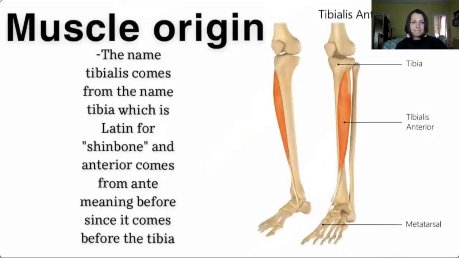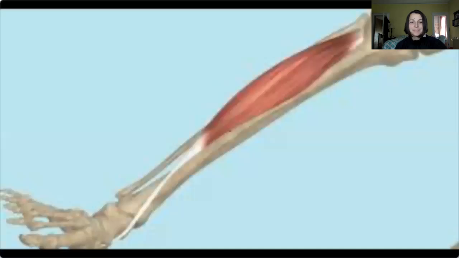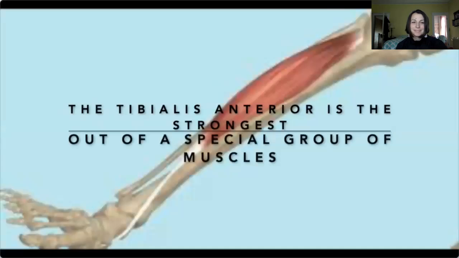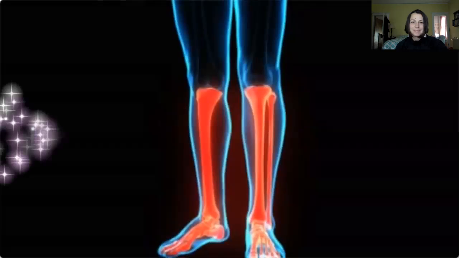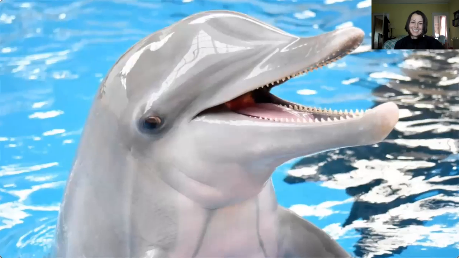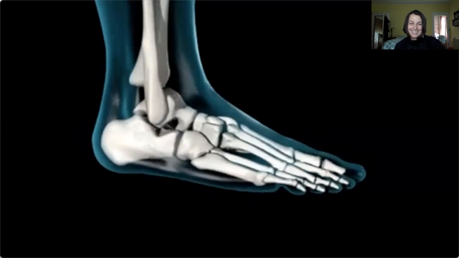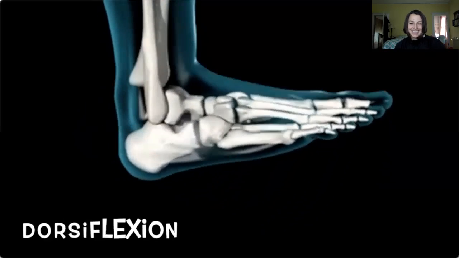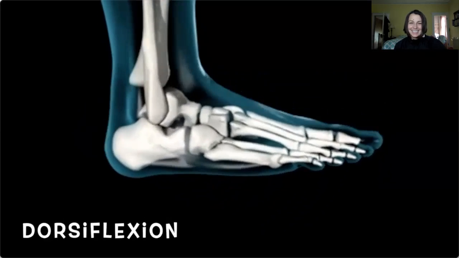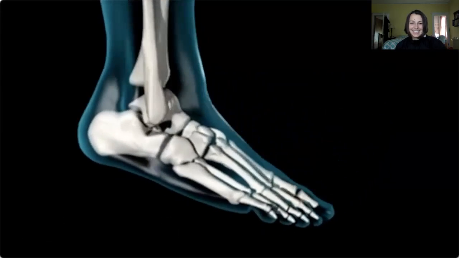The name tibialis comes from the name tibia, which is Latin for shin bone, and anterior comes from ante, meaning before, since it comes before the tibia. The tibialis anterior is the strongest of a special group of muscles known as dorsiflexors. No, it is not a dorsal fin. In this video here, as the foot moves up, you are seeing what's called dorsiflexion, which is what the tibialis anterior is doing to allow us to walk by lifting the foot upward.